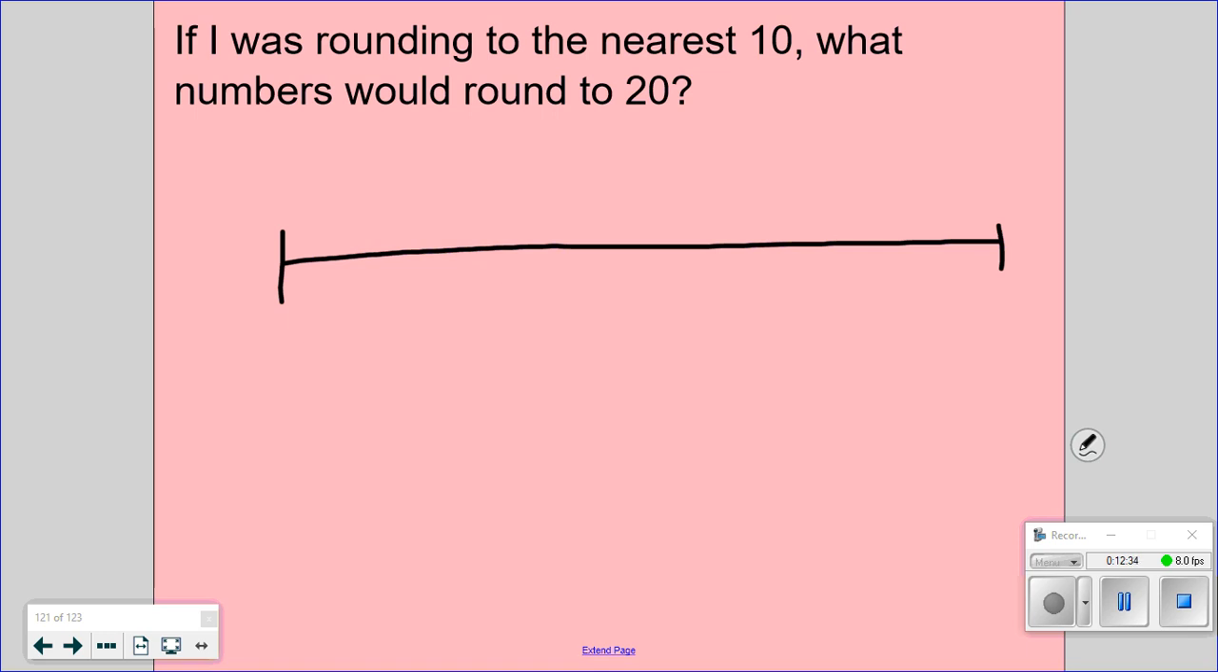Brayden? 31. 31 is going to round to 20. 21 is bigger than 20, but it would round to 20. Do you think of another number that might be bigger than 20 that would round to 20? Sean? Okay, give me one simple. What's your strategy, love?